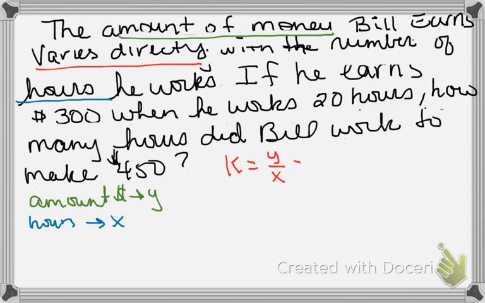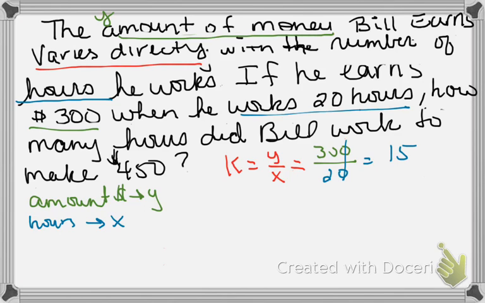It says here, if he earns $300, earns is how much he made, and we said that was our Y value. Remember, this is our Y value, and so he made $300. And then it says here that he worked 20 hours, and X represents the number of hours, so it's 20 hours. So again, when we do our math, we found out that it's 15. So K in this situation is the same as what we had in the last one.